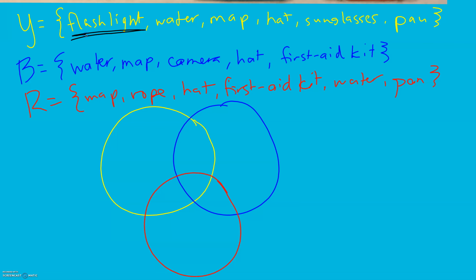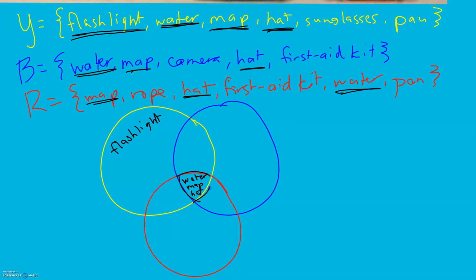set. So I only have a flashlight in yellow, which means flashlight goes in just the part of my Venn diagram that's yellow. I have a water in yellow and blue and red. So I put water in the middle where they all overlap. I have a map in yellow, blue, and red. So again, I put map in the middle where they all overlap. I have hat, hat, hat. So again, hat goes in the middle where they all overlap. That's a part of my red circle and my blue circle and my yellow circle.